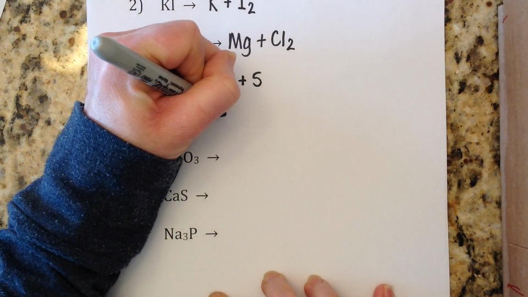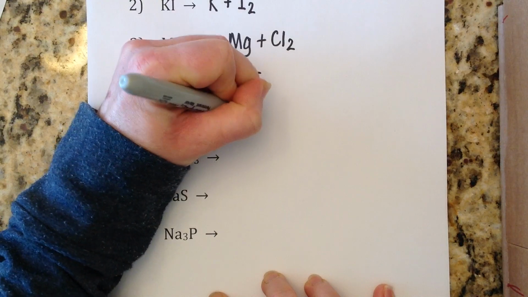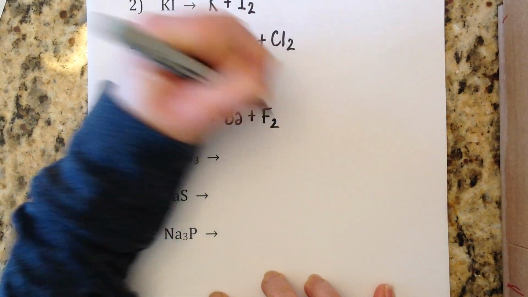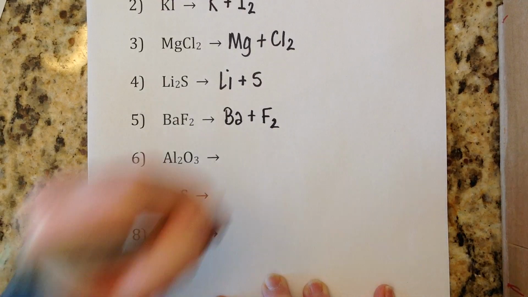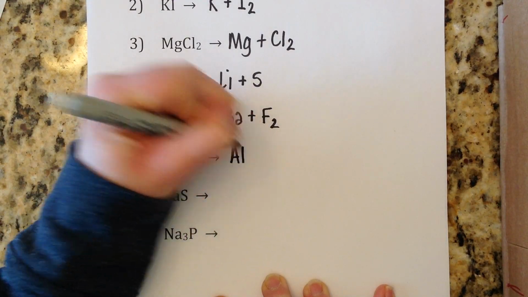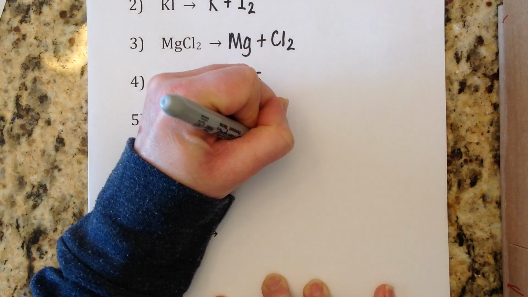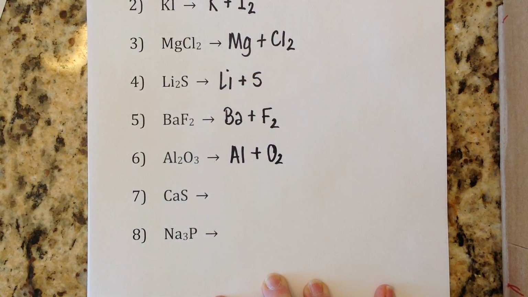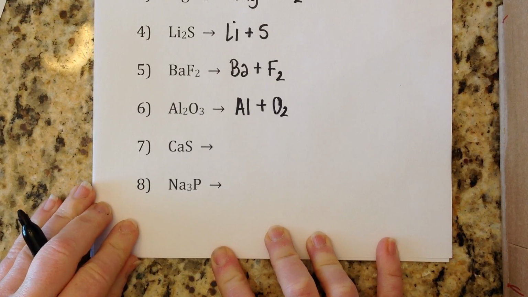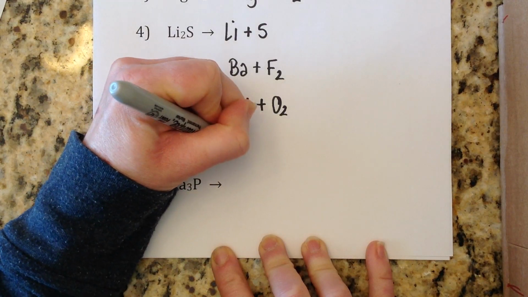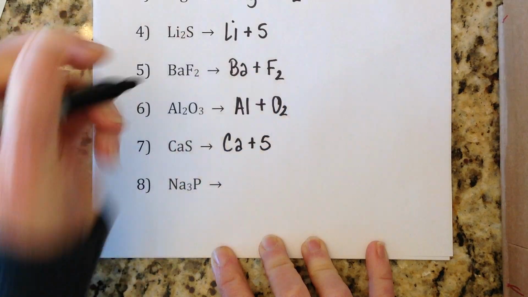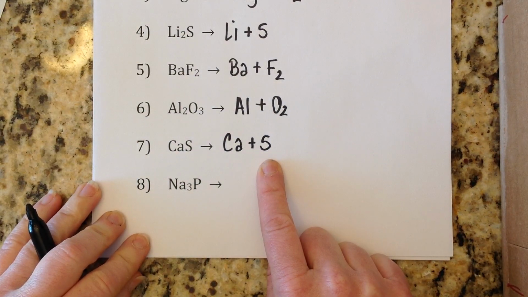Barium fluoride will break up into barium and fluorine gas. Fluorine is special, it gets a 2. Aluminum oxide will break up into aluminum and oxygen gas. Calcium sulfide will break up into calcium and sulfur. We do not put a 2 on this because it is not a diatomic molecule.